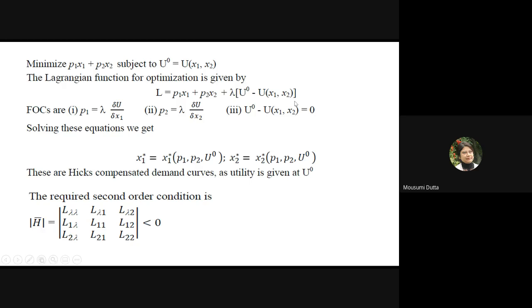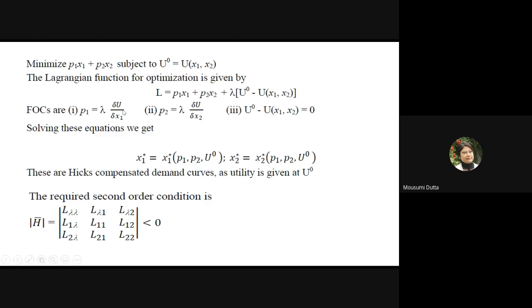This will always happen with a Lagrange multiplier: we will get back the constraint. So here also we are getting back the constraint u0 minus u of x1, x2 is equal to 0.